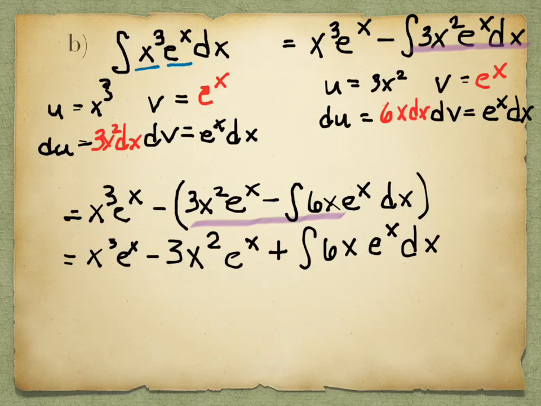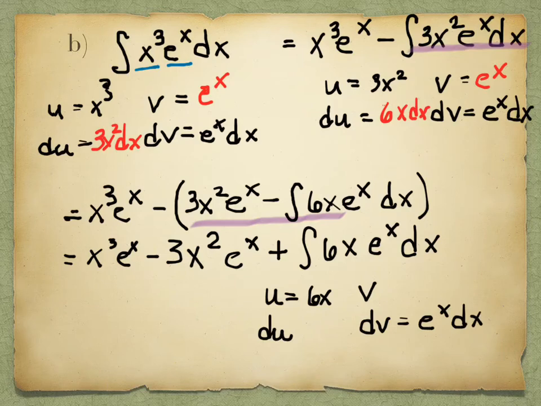And what do you notice? I've got to do it one more time. I still have two functions multiplied, don't I? So I'm going to do integration by parts 3 times within this same problem. Okay, so I need a u, I need a du, I need a v, and I need a dv. What's u going to be? You guys are getting good at this by now, right? 6x, you bet. And dv is going to be what? E to the x dx. We even remembered the dx that time. Wonderful. All right, now we can take a derivative and an antiderivative.